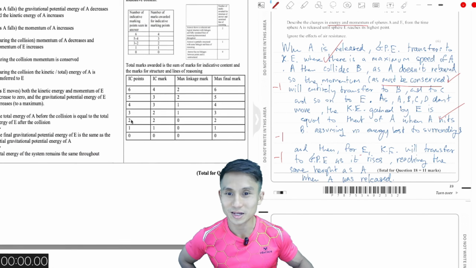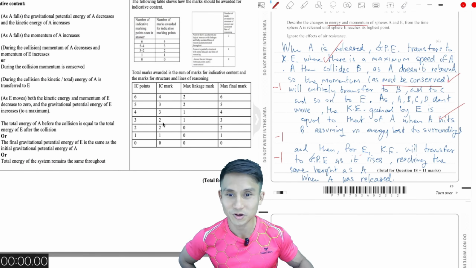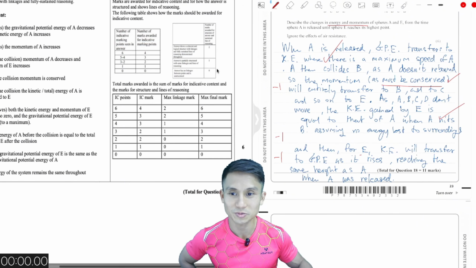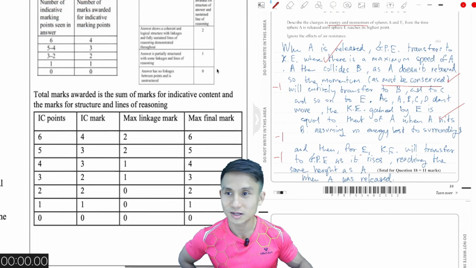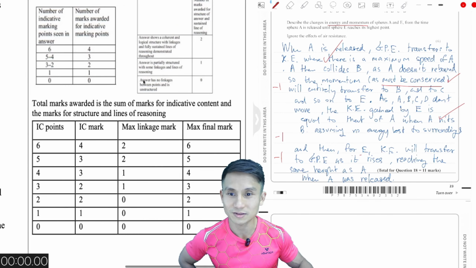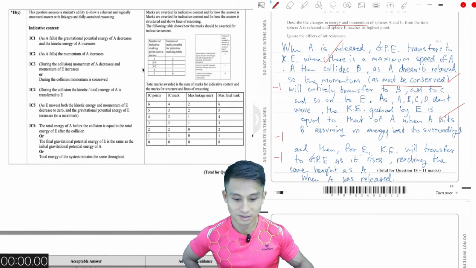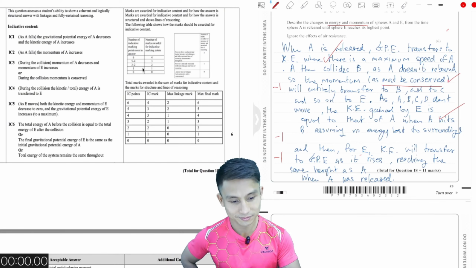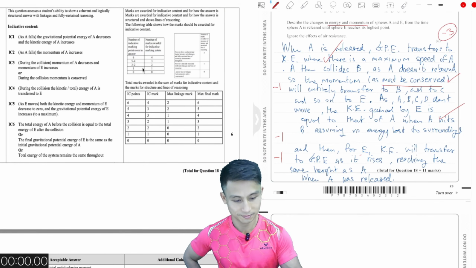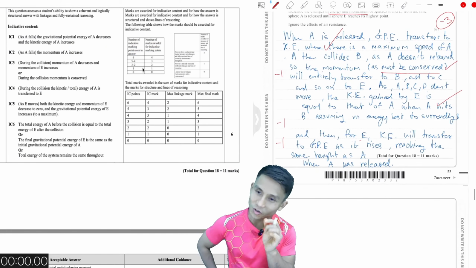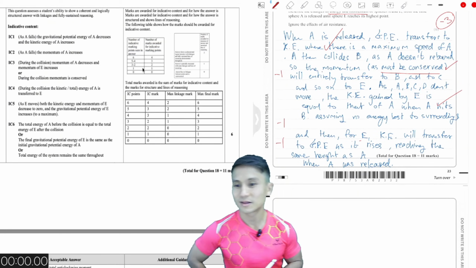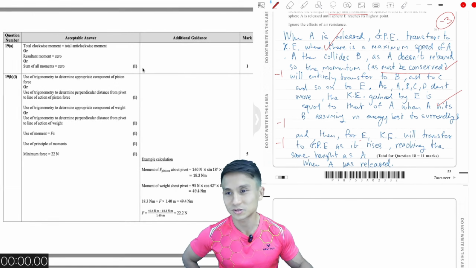Alright, so what did I get here? If I have 3 points, max final mark, I see I mark 2, final, okay, the linkage mark here, I need to use my consideration. I think everything is fine. I wrote in the flow here. Answer is partially structured with some linkage lines of reasoning. Yeah. So I'm going to mark myself 3 here. Yeah, for this one. So I lost 3. Bad. It's just that I forgot to mention momentum. Right? Yeah, which is half the story there.